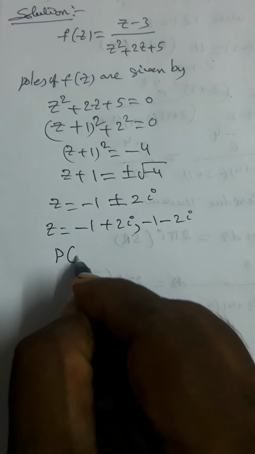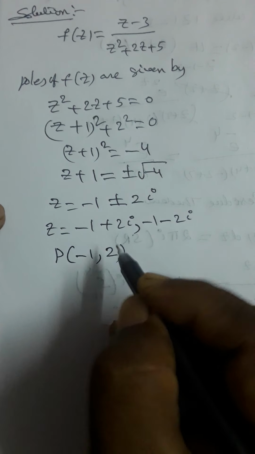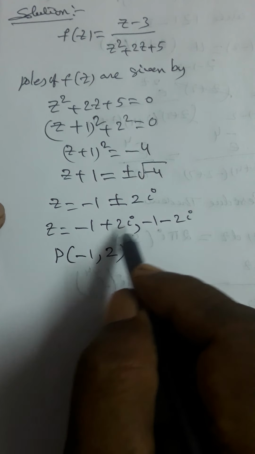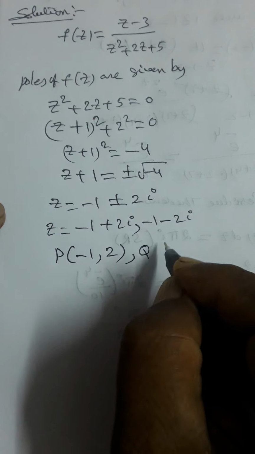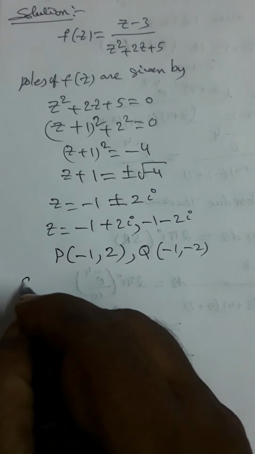So P is (minus 1, 2), real part minus 1, imaginary part coefficient 2. Q is (minus 1, minus 2). What is your part a?